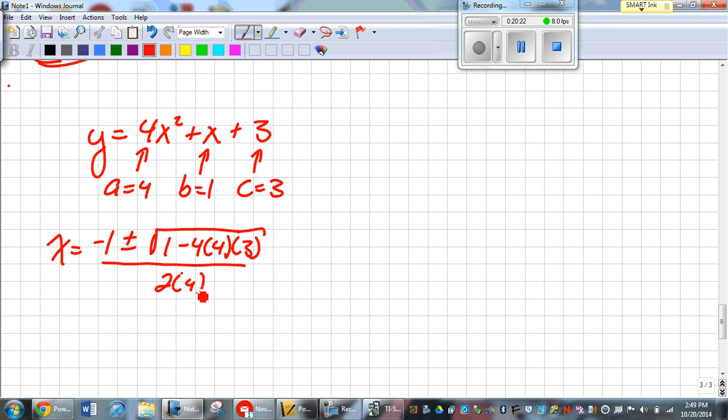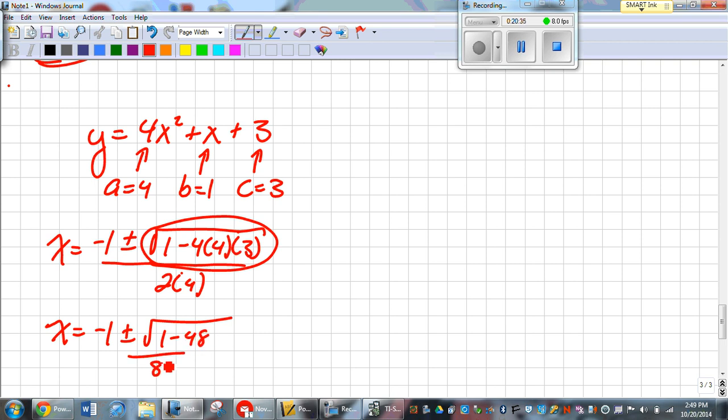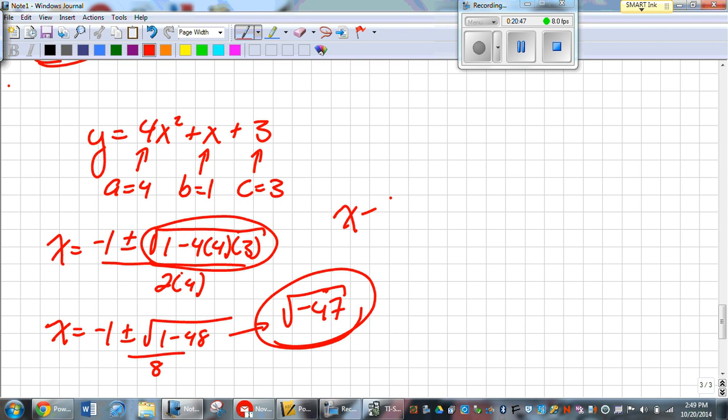Now, if I'm just looking into the square root here, what you'll notice is I'll get 1 minus 48 over 8, which means I'm going to get a negative number in the square root. I'm going to get the square root of negative 47. So what does that tell me? Well, the quadratic formula helps you find x-intercepts. If you ever get a negative under the square root, it doesn't mean that the parabola doesn't exist. It just means that there are no x-intercepts. Well, any real x-intercepts. We're going to find these later, but these are going to be imaginary intercepts.